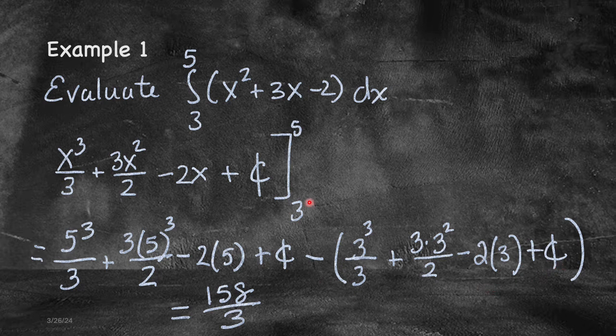So the c's, when you're doing a definite integral, are going to cancel out every time because you're going to evaluate it twice and subtract. So every time these are going to cancel and add to 0. So this is why you don't have to worry about the constants when you are evaluating a definite integral. So all we would have to do is find all of these terms, evaluate them, and then combine them using order of operations. And when we do that, we would get 158 over 3.